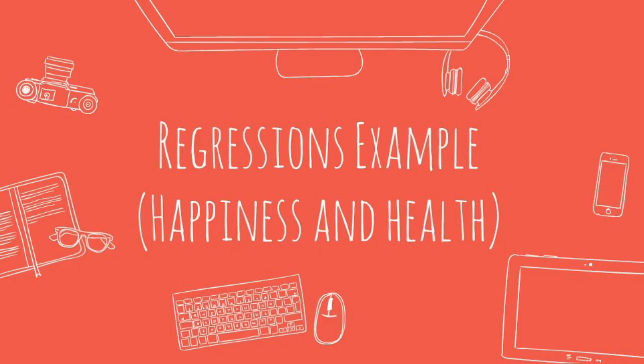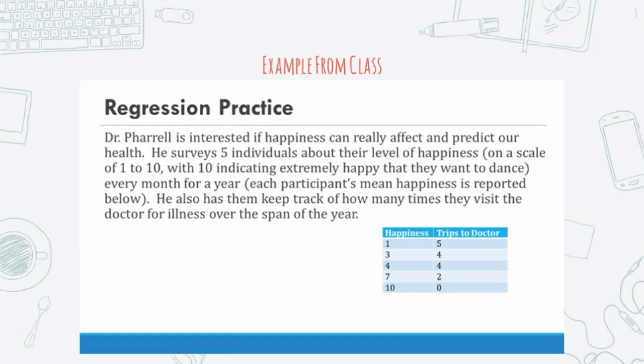For this week, we're going to be using the regressions example from class, where we are looking at how happiness affects health. We have our Dr. Farrell, who is trying to survey, who sampled from 5 individuals, looking at how happy they were, as well as how many trips they took to the doctor in the past year. And he is trying to use this information to then predict something about trips to the doctor from happiness. And if he knows somebody's happiness ratings, can he guess how many trips they take to the doctor?